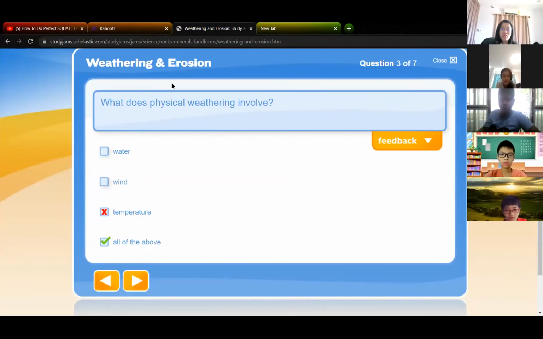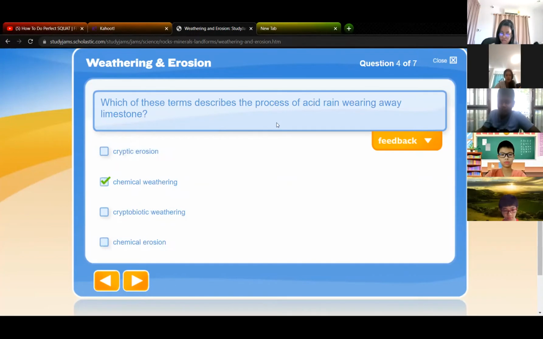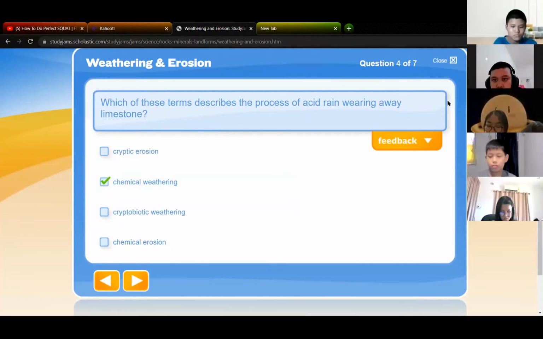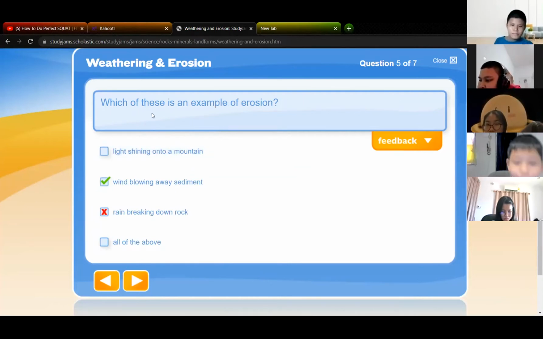Here, what does physical weathering involve? Physical weathering involves rain, wind, and sunlight or temperature. So water, wind, temperature, all of the above should be the best answer. Temperature is also okay, but since there is all of the above, you need to pick the best answer. Okay, here, who answered this one correctly? I think it was Parinia, right? Was it Parinia who answered this? Okay, good job.